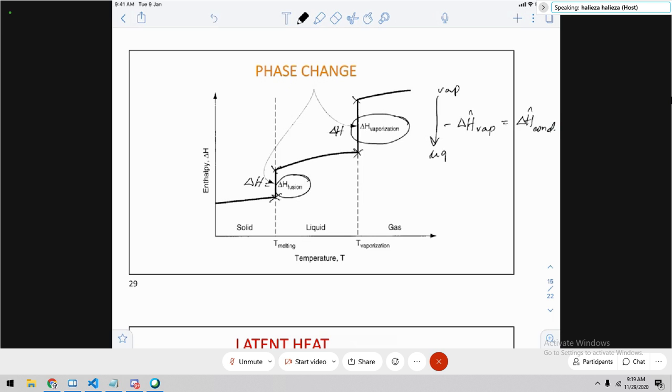So for this case, going from liquid to solid, that will be negative delta H of fusion or melting, whichever way you look at it. It will be negative. If you're going from liquid to vapor, then it will be positive. Any questions?